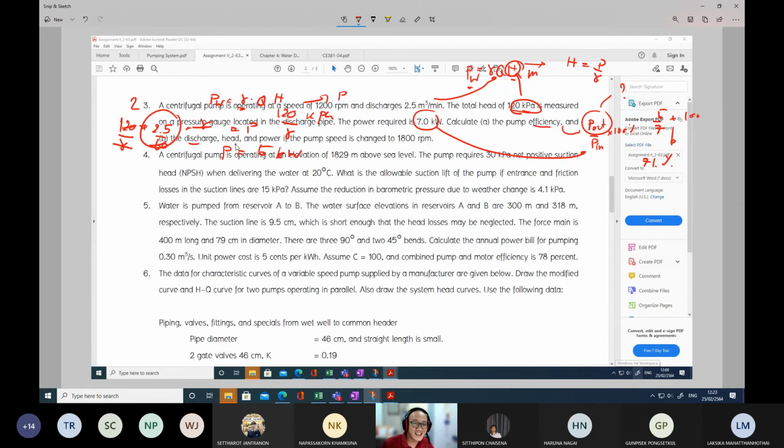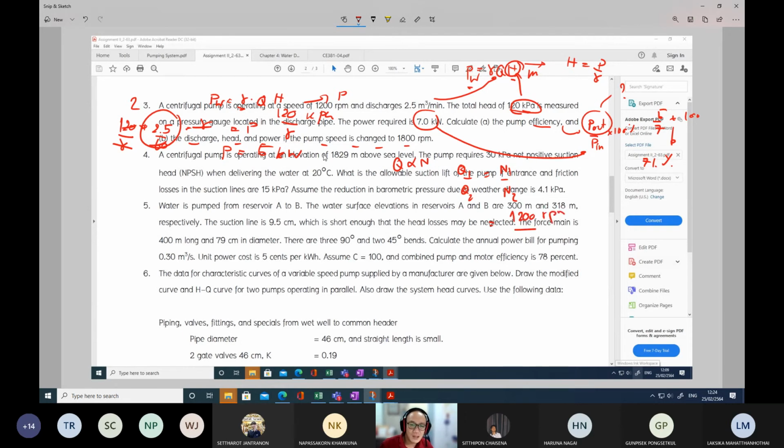What about question B? The total discharge, head and power if the pump speed is changed to 1800 RPM. So how can we get the discharge? Do you still remember Q varies as N? Q1 divided by Q2 is equal to N1 divided by N2. So initially, we have 1200 RPM.